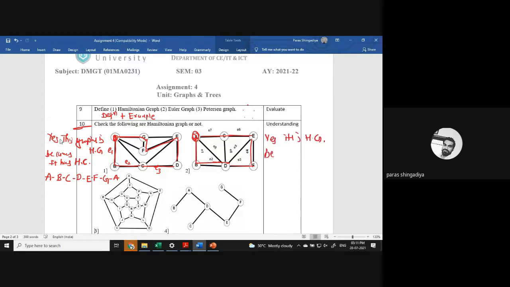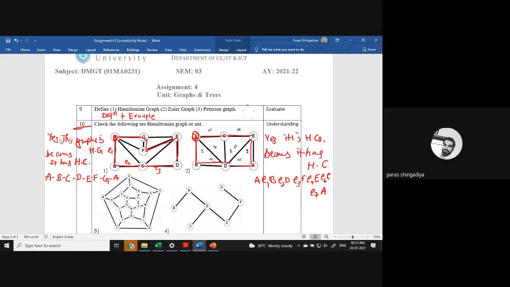Because it has a Hamiltonian circuit. And which circuit? Here edge notation is mentioned, so let's use the edge notations to represent this cycle. A, E1, B, E2, D. Then after E3, F. Yeah, that is F. E4, E. Then E6, C. Clear? And E7, A. Is it clear? Both these routes are the same.